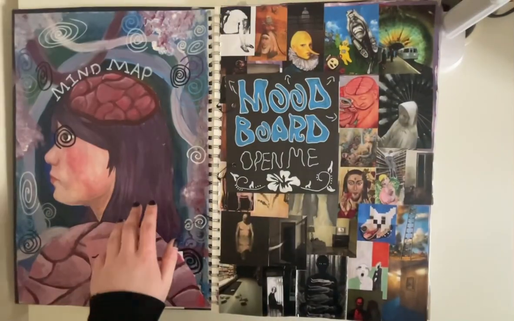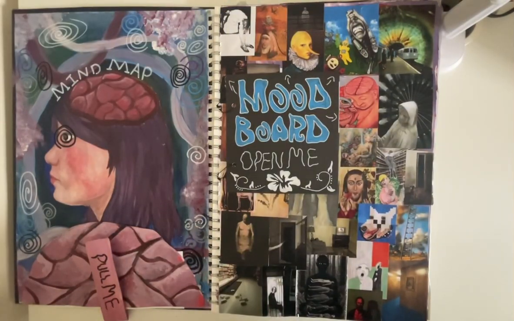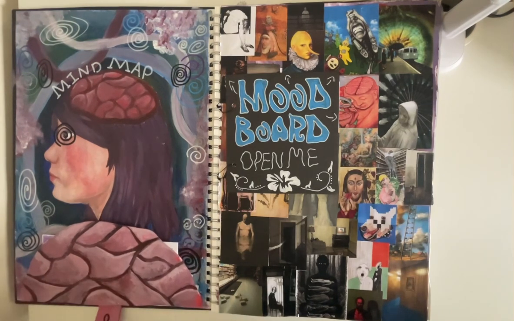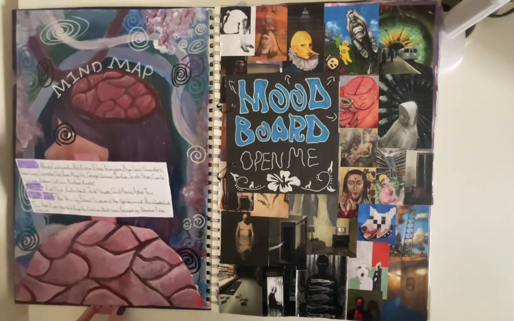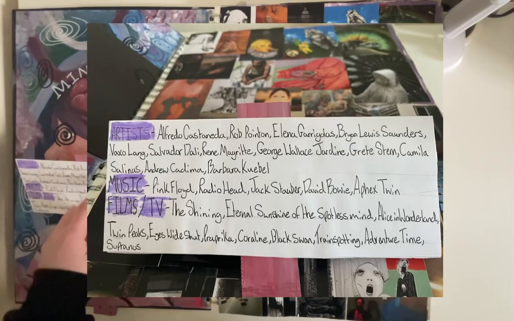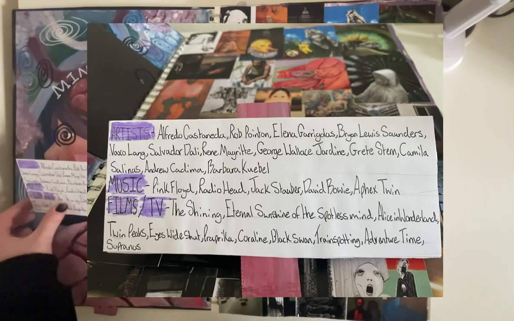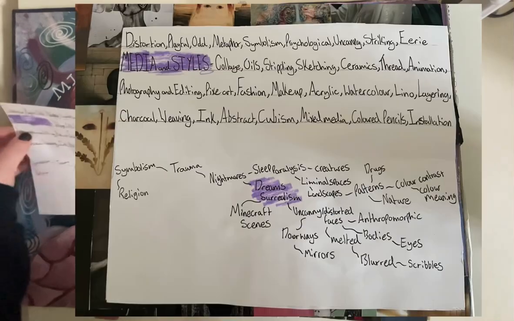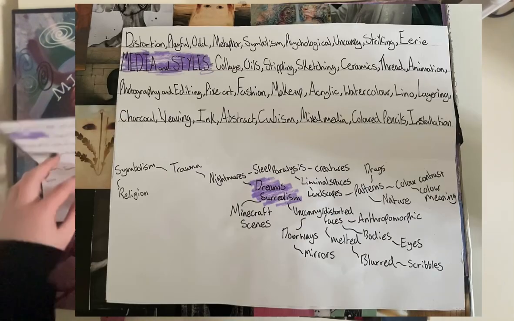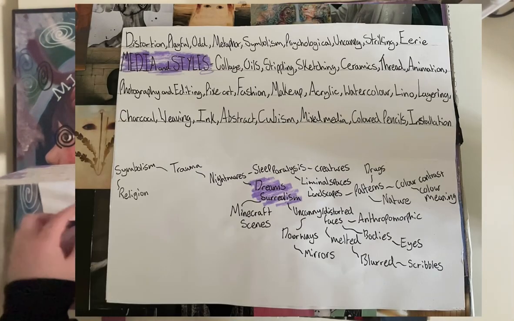First we have a mind map and a mood board. You always have to start off with a mind map just to get some ideas generating. So I just added a little bit of an interaction here. So this includes stuff like artists, music artists, films and TV, media and styles, and then you have your classic mind map here. Just some ideas around.